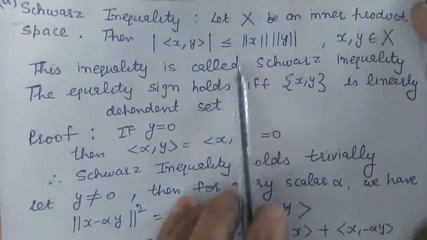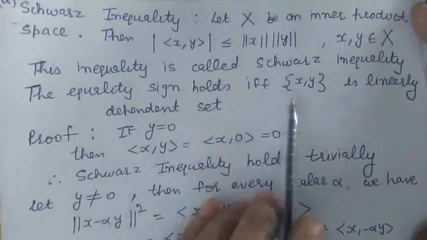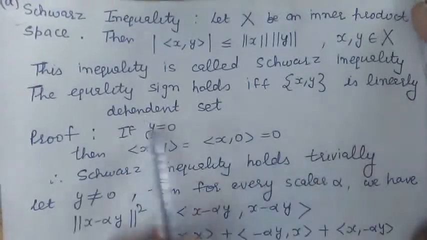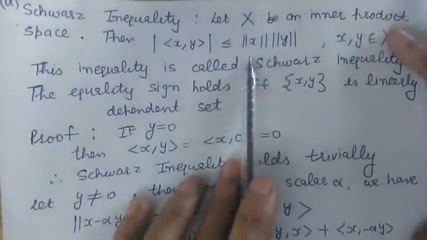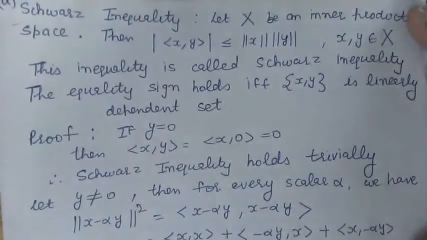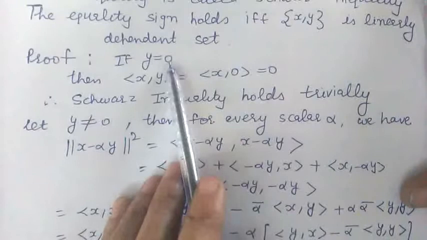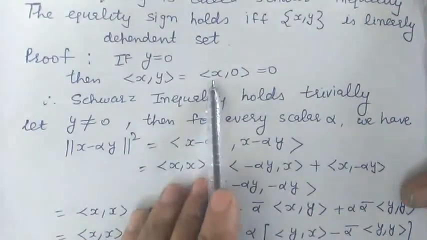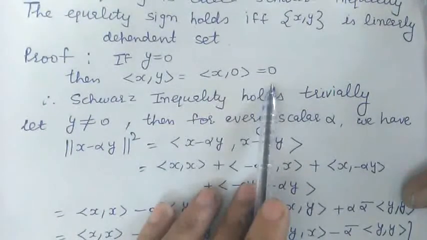In the particular case, the equality sign holds if and only if the set formed by the elements x and y is a linearly dependent set. First of all, we prove the inequality. First we take the case where the element y is 0. If y is 0, then the inner product of x with y becomes the inner product of x with 0, so that is 0. In this case the Schwarz inequality holds trivially.